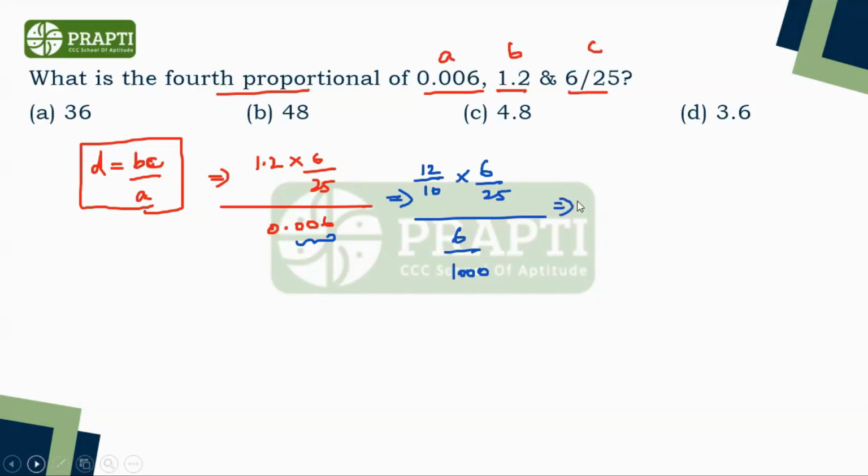So again, we'll make it simpler for cancellation. So we'll have it as 12 by 10 into 6 by 25. If the denominator goes there, it becomes reciprocal, 1000 divided by 6. So now it is very easy to cancel this. 6 gets cancelled, and then 0 and 0 get cancelled. 25 times here, 4 times. So that 12 into 4 is nothing but 48. And at last, we got the answer as option B, 48.